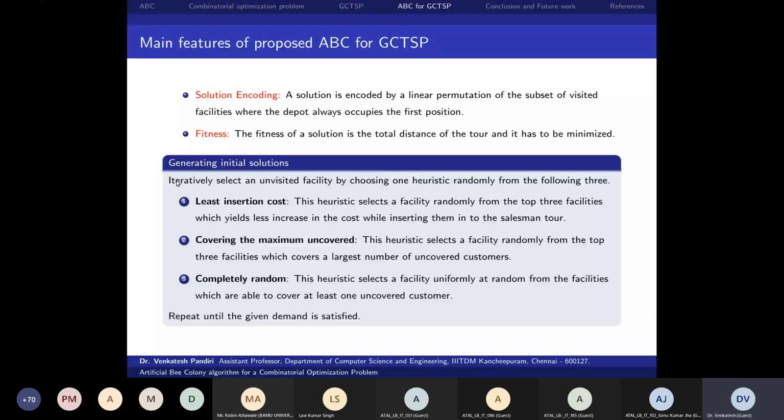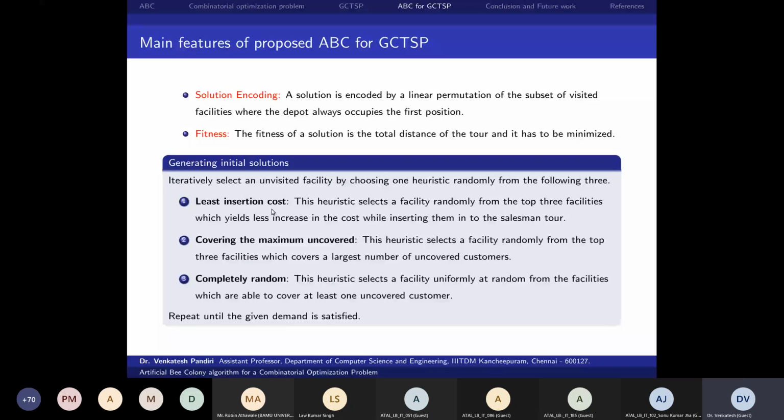Initially, we will select an unvisited facility using these three heuristics. That is how the initial solutions are generated. We will select an unvisited facility according to these three heuristics. The first heuristic is least insertion cost, meaning we will identify a facility which is nearer to the present position, which in the beginning means nearer to the depot.